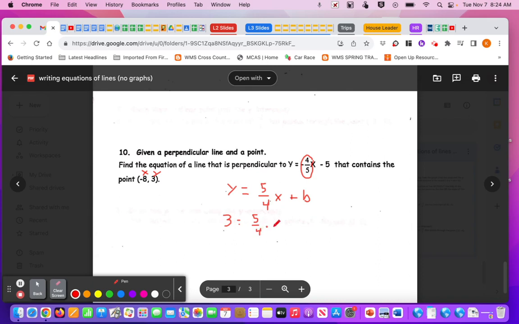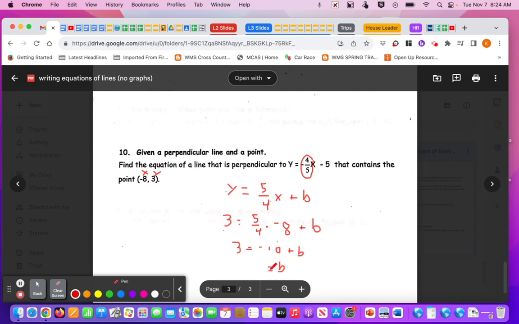All right, I'm almost done with this mouse pad. All right, there it is, plus b. And when I calculate this, I get -40 over 4, which is -10. So 3 is equal to -10 plus b. What I'm going to do is add 10 to both sides. And if I do that, I find out that b, which represents the y-intercept, is going to equal 13.